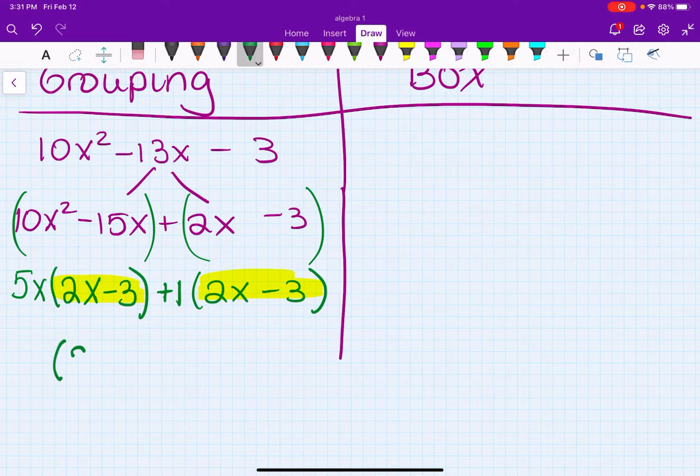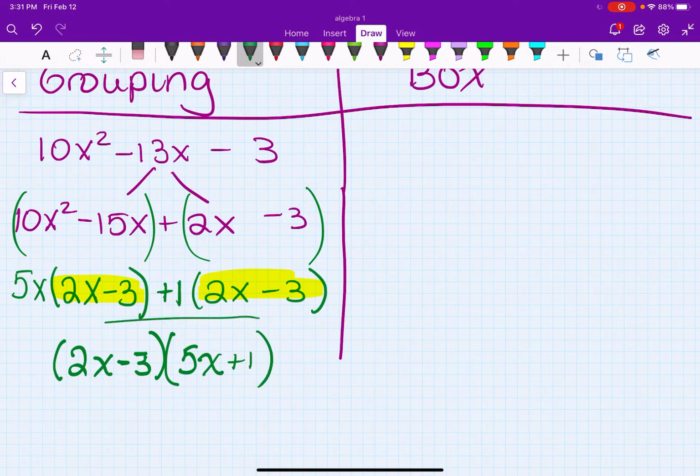Whoop-de-doo. So now we write down our chunk. And we write down our leftover. Okay, we're done. We factored it.